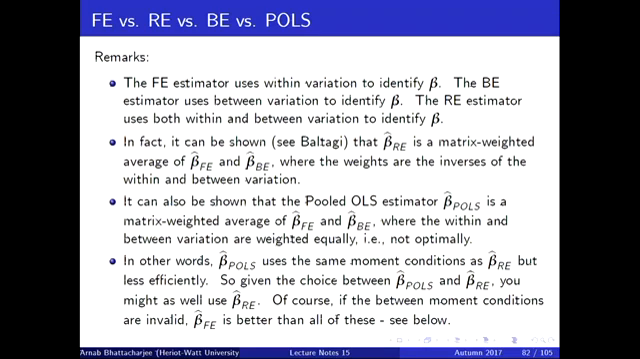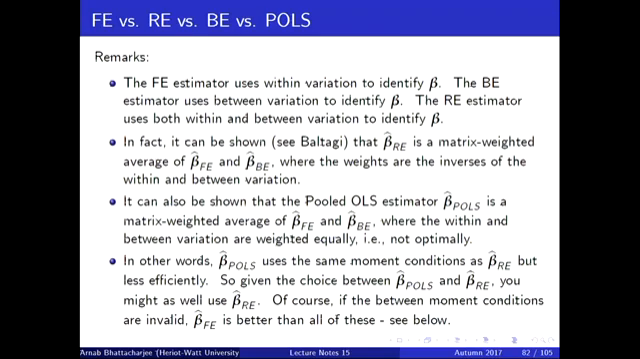So what are the estimators which use both? Fixed effects only uses within variation. Between effects only uses between variation. So we now have two estimators which use both within and between variation. One is random effects and the other one is pooled OLS. Now if we were in the business of trying to use both between and within variation, then one should always use random effects. Why? Because it is more efficient.